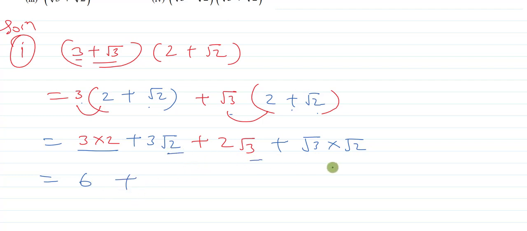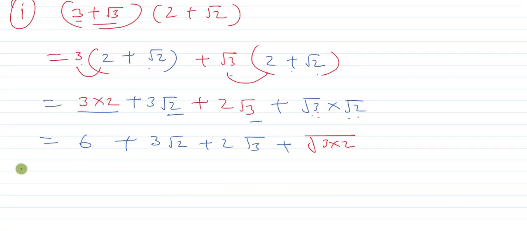Are these commons? No. Nothing will be common here, so just write it as it is. But here I can write in the square root 3 into 2, that is 6. So the final answer will be my 6 plus 3 root 2 plus 2 root 3 plus root 6.